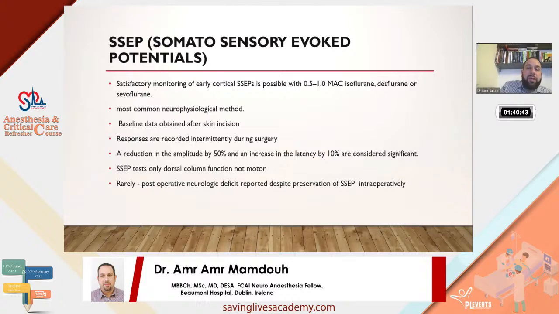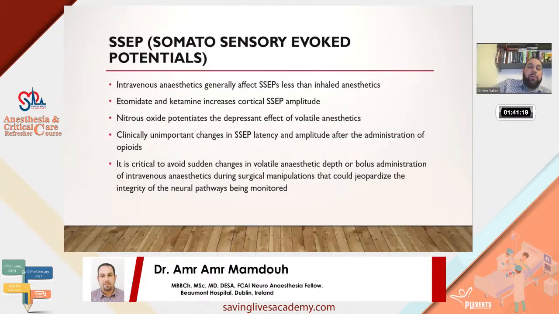And the most important thing is that a reduction in the amplitude of 50% or an increase in the latency by 10% would be considered significant, and we have to mention that. It's affected by the temperature, it's affected still by some of the anesthetics. We're going to discuss that in a moment. But we have to focus on this point. Postoperative neurological deficit can be reported even with normal SSEPs, and that is very rare. But that's what led to the development of the motor evoked potential.